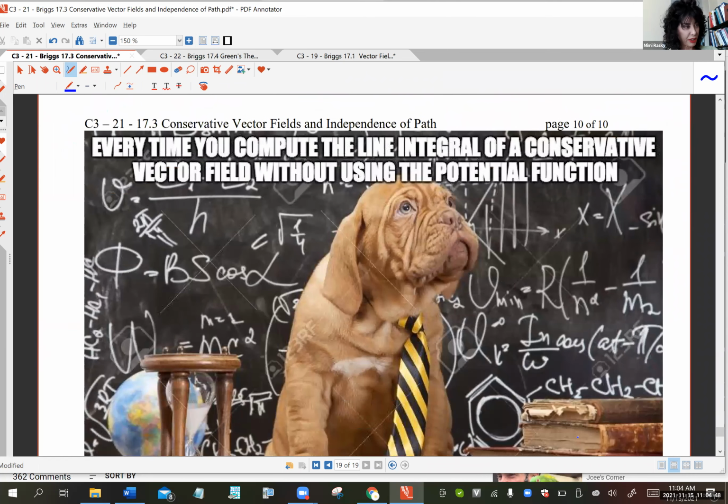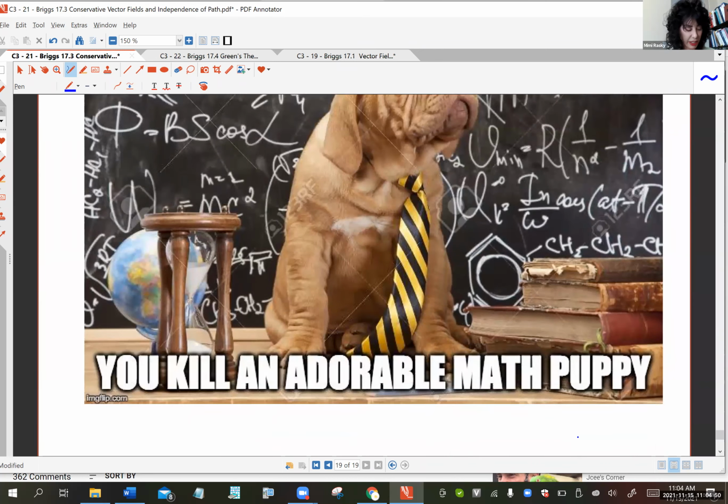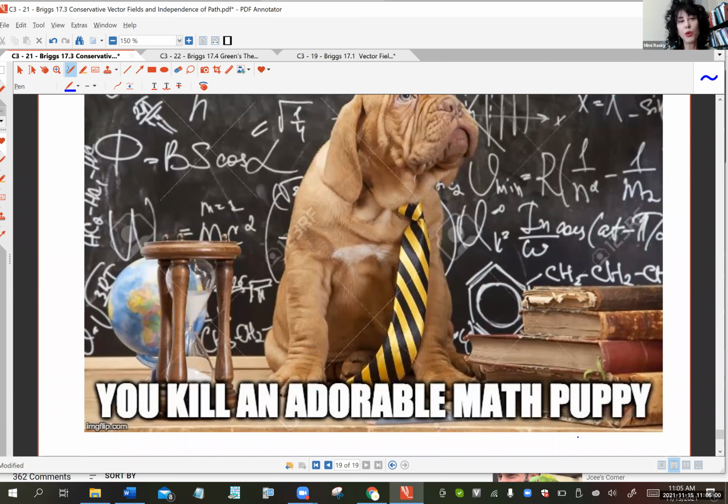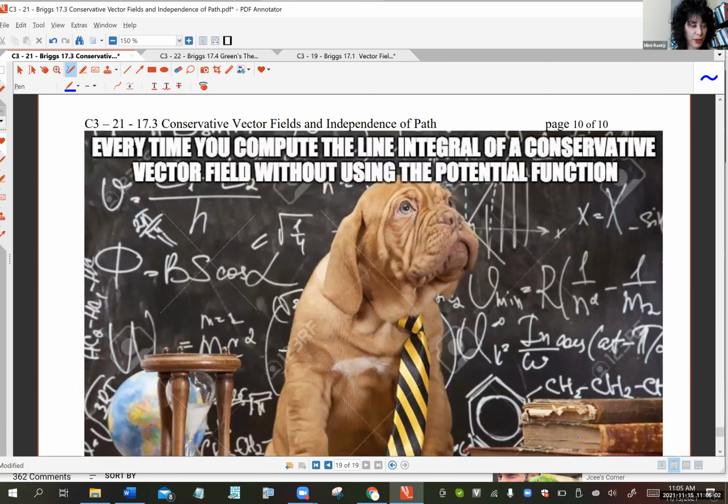And that concludes section 17.3. So every time you compute the line integral of a conservative vector field without using the potential function, you kill an adorable math puppy. How dare you? You wouldn't want to do that.